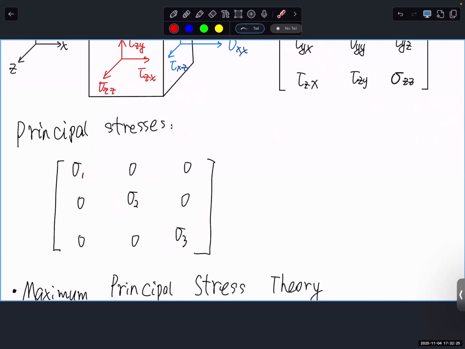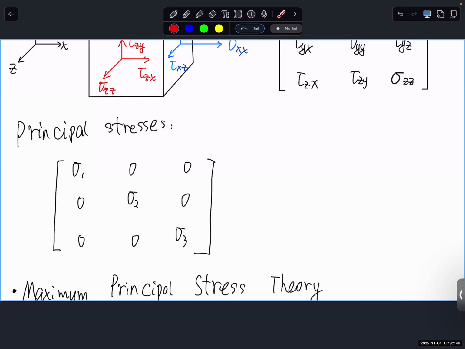The physical meaning is that in the global x, y, z coordinates, you have the stress components on the x plane, y plane, and z plane. It probably will not fail on this plane, because this is just what you have before the analysis, using global coordinates. But I want to know when it's going to fail. So I'm going to rotate this cube.